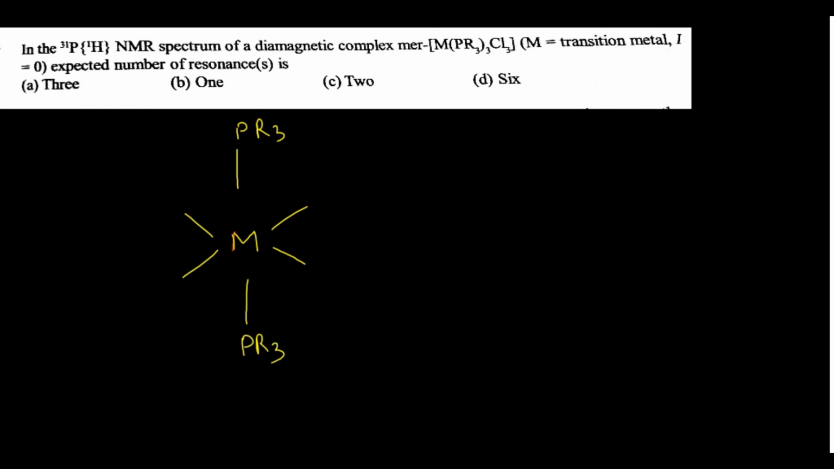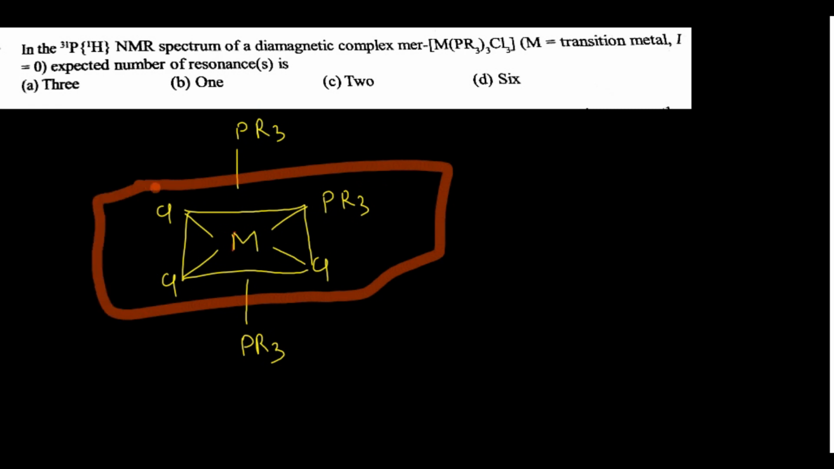They are in the opposite corners, and then the last PR3 you can put anywhere, it will not make any difference. So it's up to you whether you put it here or here. This can take any orientation, and this will not change the overall structure of the compound. Now you are left with the three chlorines. You can write the chlorine here, here, and here.